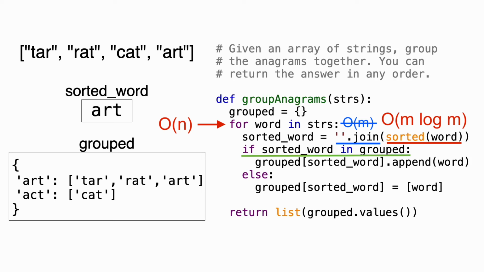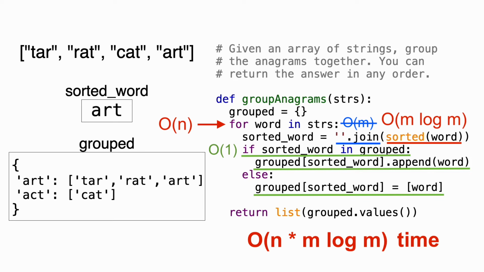Well, the nice thing about hash tables is that lookups run in constant time. To be more specific, the amortized complexity of hash table lookups is O of 1. The amortized complexity of appending to a list and adding a new key value pair is also O of 1, so therefore, the overall algorithm runs in O of n times m log m time.